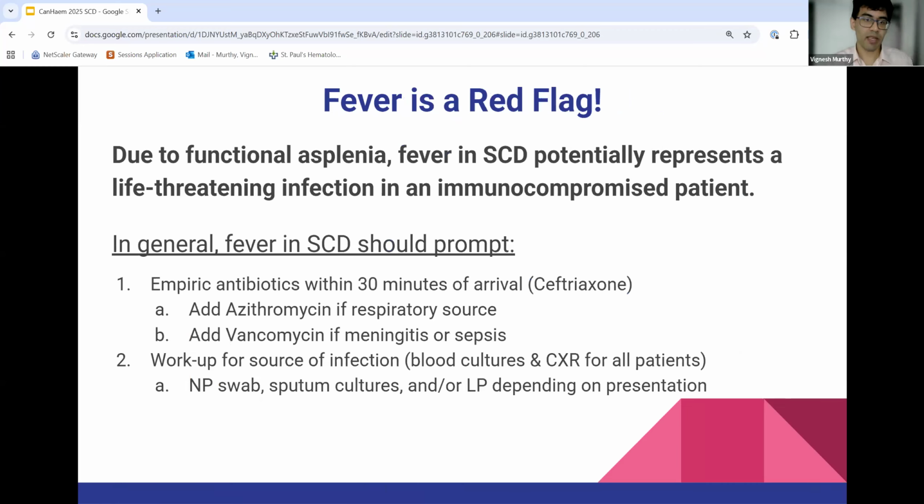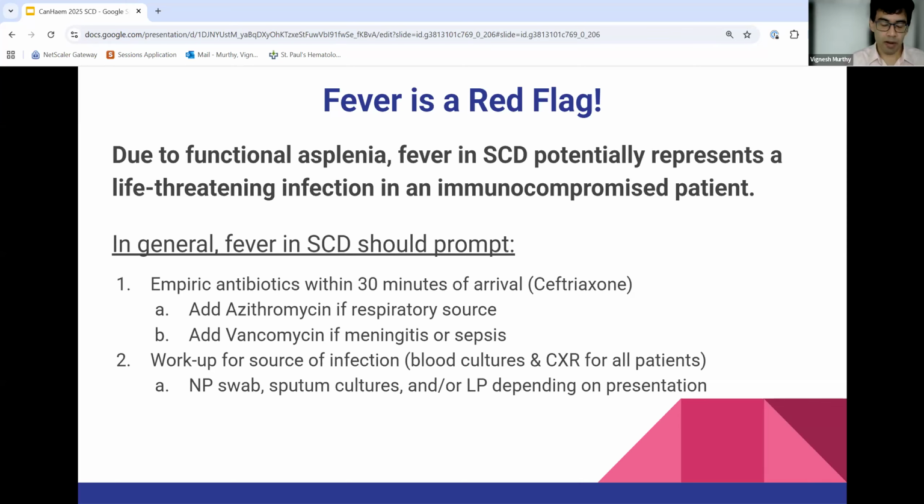But fever is a red flag. The way someone very wise explained this to me and to a patient is that, unfortunately, when someone tells us they have a fever, especially over the phone, we cannot tell the difference between a life-threatening bacterial sepsis and a harmless virus. So any fever in sickle cell disease potentially represents a life-threatening infection in an immune-compromised patient and merits urgent and immediate attention.